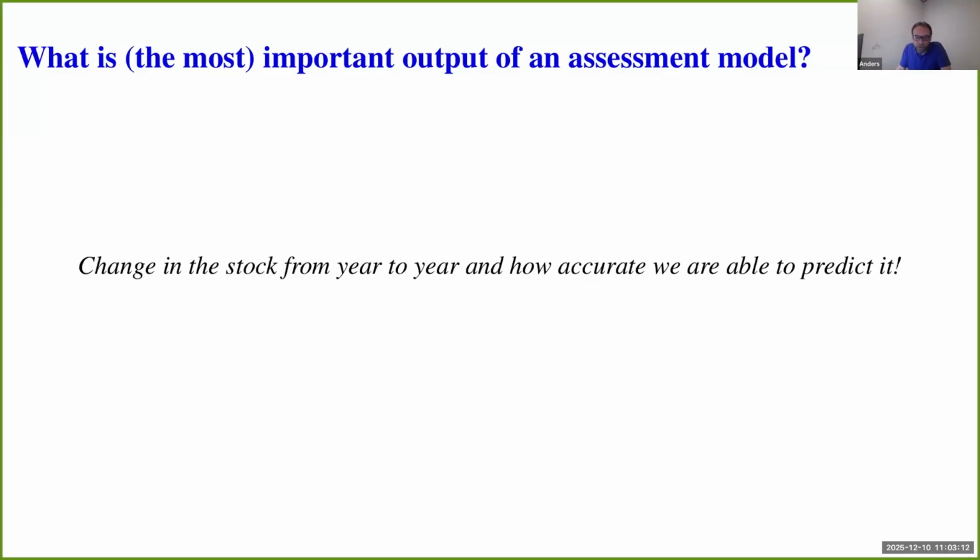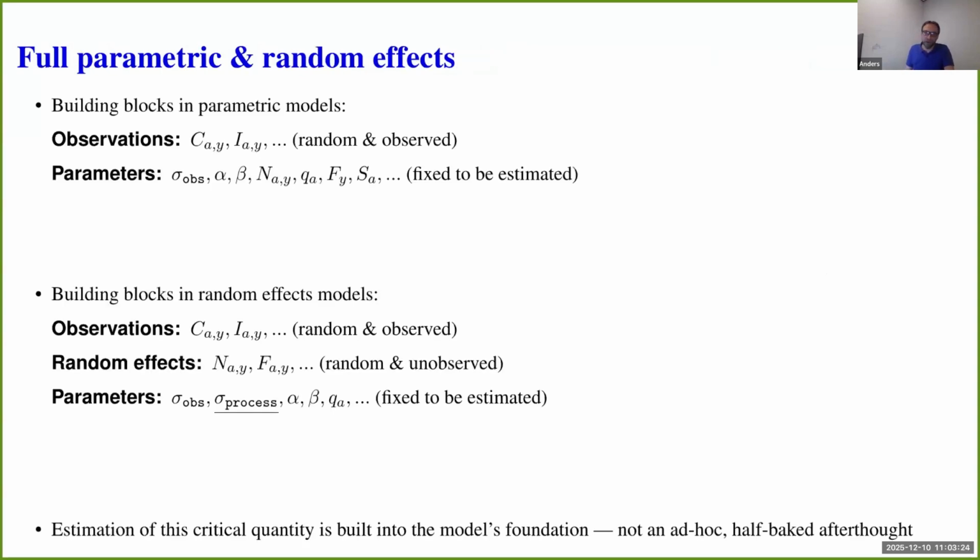There are a few techniques for that which I won't go much into in this presentation. So what is exactly the difference between an assessment model that has random effects and one that does not? For students, I normally say that in full parametric models we have two types of building blocks: observations and parameters. Observations are, of course, random and observed. And then we have the fixed parameters that we want to estimate.